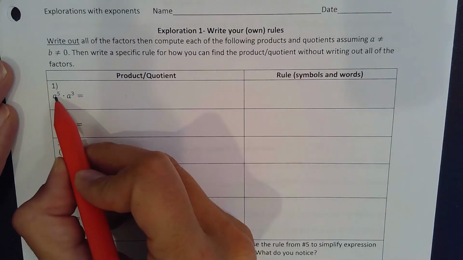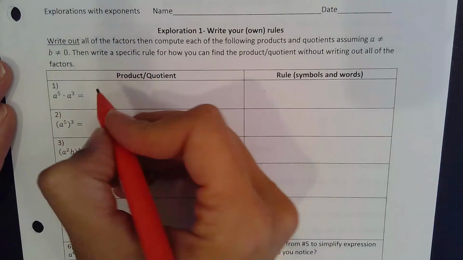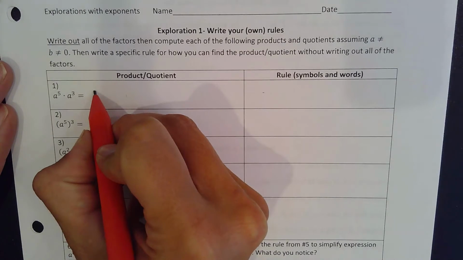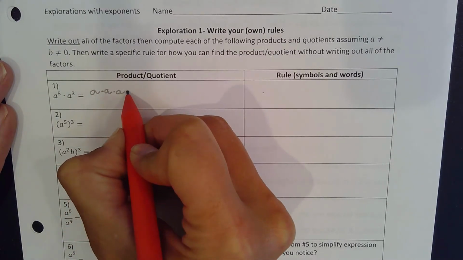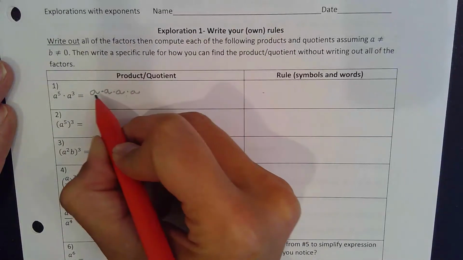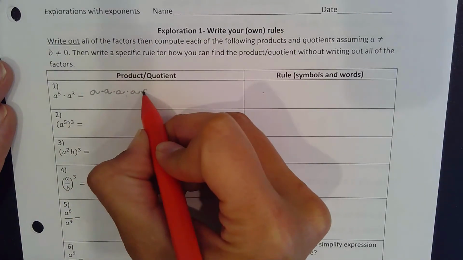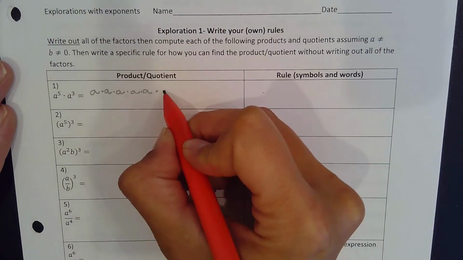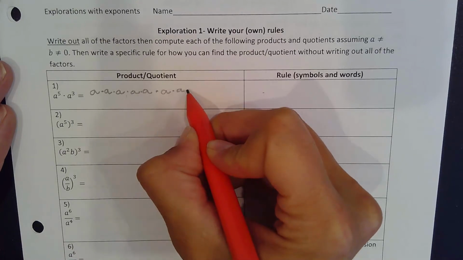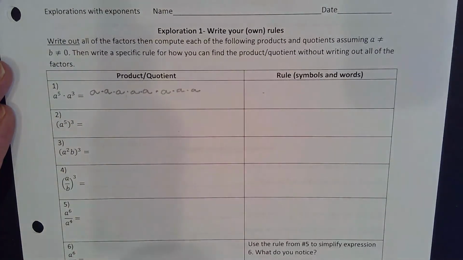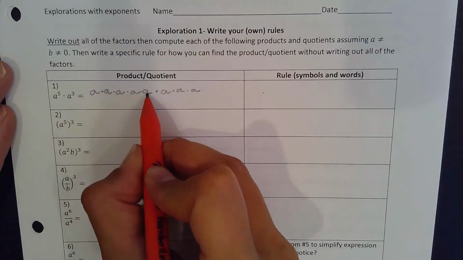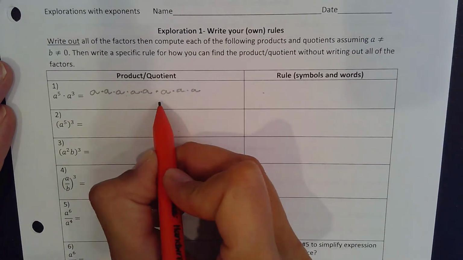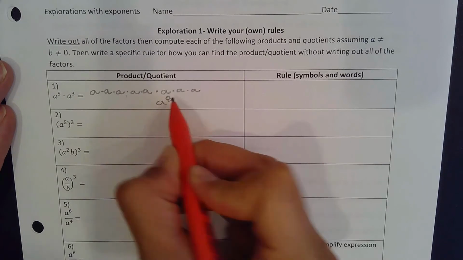So what I mean by a to the fifth times a to the third is: a to the fifth is a times a times a times a times a, 1, 2, 3, 4, 5. And a to the third is a times a times a. So, how many a's do I have? I have 1, 2, 3, 4, 5, 6, 7, 8. So, this is a to the 8th.